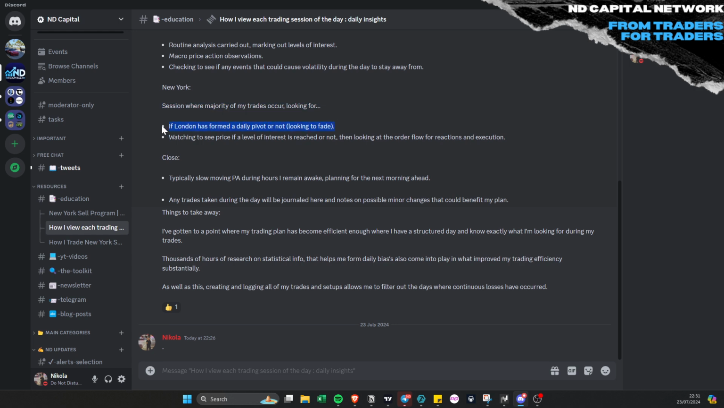So in a good scenario, if London has formed a daily pivot or not, I would look to fade that. And the other thing, I would watch to see if a level of interest is reached or not, then I would look at the order flow for reactions and execution. And during the close session, typically, you have slow PA, and I do remain awake in that time, and I do plan for the next morning. And the other thing is, any trades taken during the day will be journaled with notes, and if any changes can be done, I will do them.